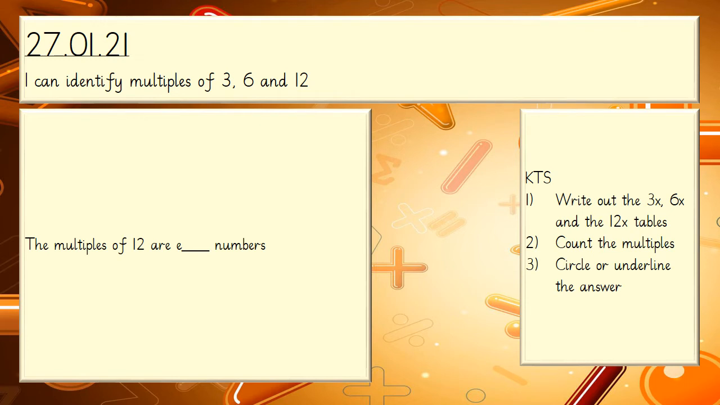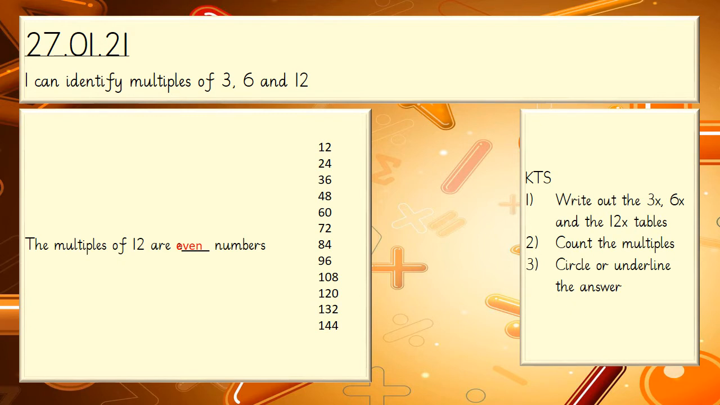The multiples of 12 are a word beginning with E numbers. So if you look at the multiples of 12, what sort of numbers are they? Can you think of a word to describe them that begins with the letter E? Well, if we look at the multiples of 12, they all end in either 2, 4, 6, 8 or 0. That means that all of the multiples of 12 are even.